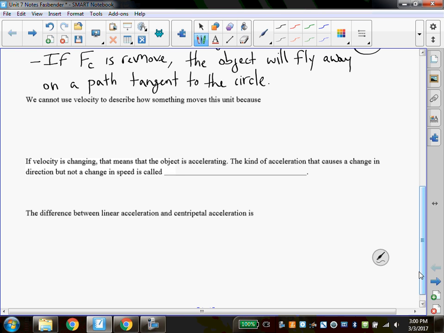Now, if you've noticed, I've tried to use the word speed a lot, and I haven't used the word velocity until that last little bit of the lecture. And there's a reason for this. We can't use the word velocity because direction is associated with the word velocity. And when we move in a circle, the direction is always changing.